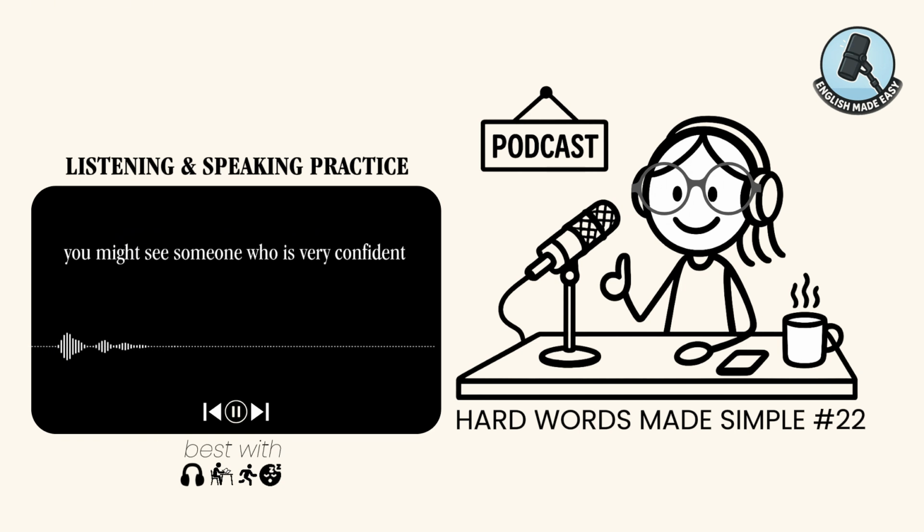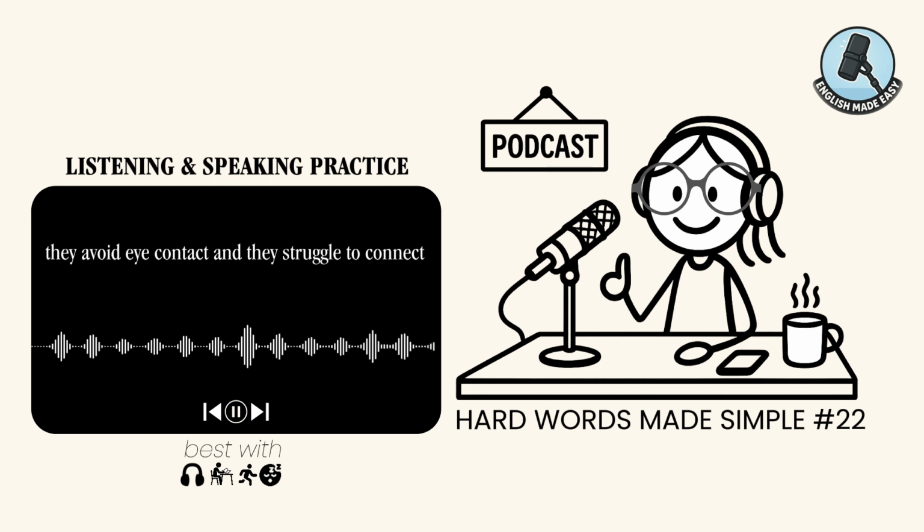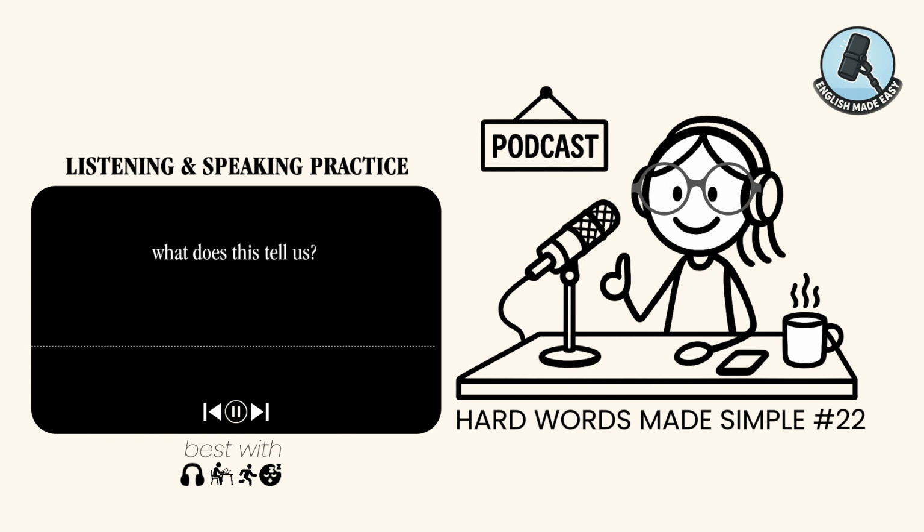You might see someone who is very confident, but their English isn't perfect. They make grammar mistakes, they search for words, and yet people love talking to them. They connect easily. Then you might see someone whose English is technically perfect. They know all the rules, but they are terrified. They speak quietly, they avoid eye contact, and they struggle to connect. What does this tell us?